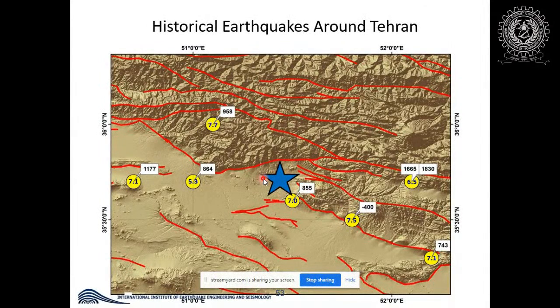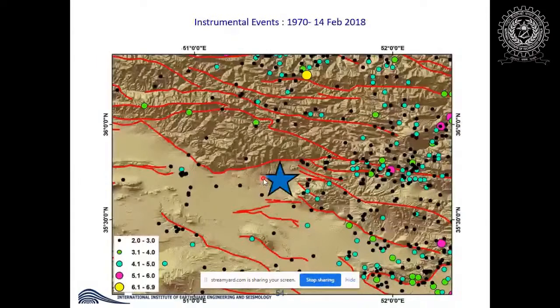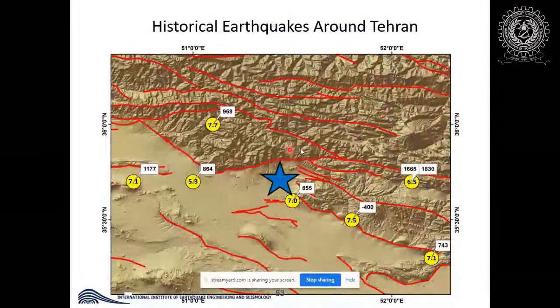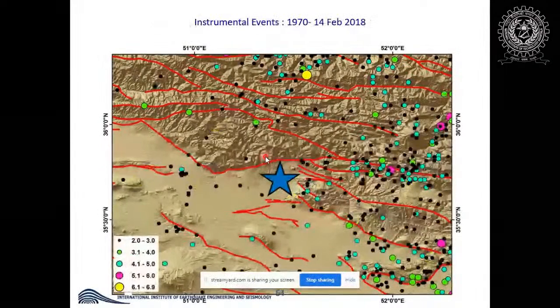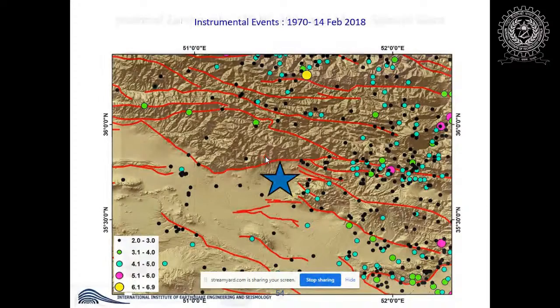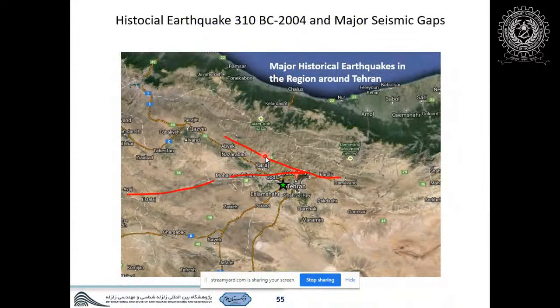Okay, if you look at the historical earthquakes, historical means 300 BC up to 1900, and these are the recent earthquakes of 1970 up to 2018. The events show no major earthquake on the northern Tehran fault, and this is a very important question. We may really think about that.